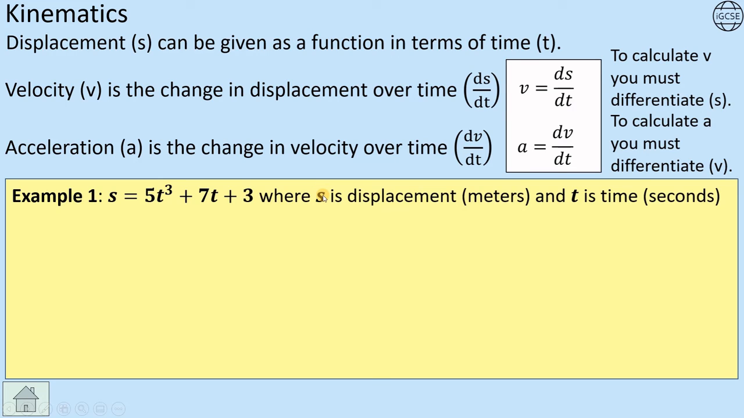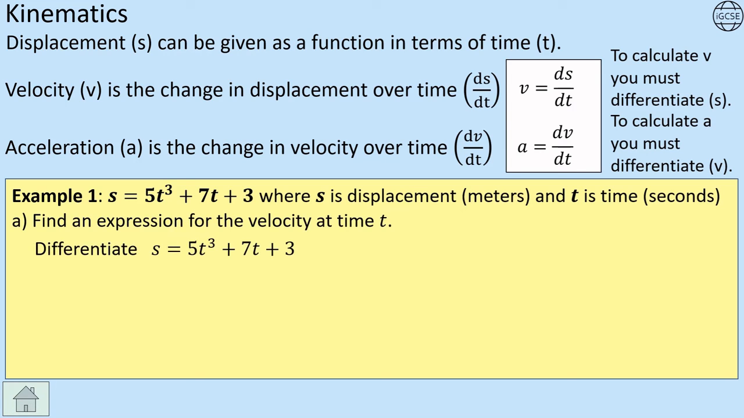So to find the velocity, we'll just differentiate it with respect to t. So find an expression for velocity, we literally just differentiate it. So s equals 5t cubed plus 7t plus 3. And when we differentiate that, the 3 comes to the front, times by 5 gives you 15, and the power drops by 1. So 15t squared. And then here you can see that just because it's 7t, it becomes 7 and the t disappears. So 15t squared plus 7.